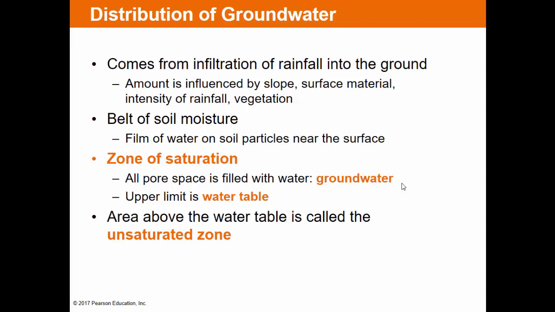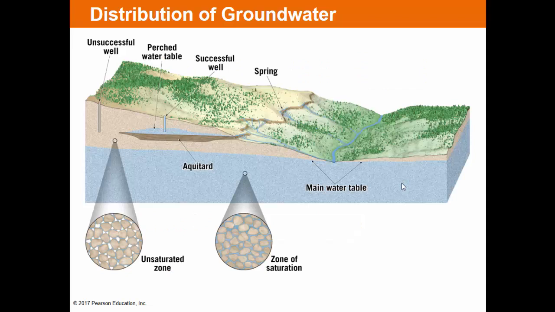The upper level of that zone of saturation is the water table, and it got that name because it's flat, but in reality the water table is not flat at all. The water table actually, particularly in times of decent rainfall, follows the topography of the land. The area above that water table, between the water table and that soil zone, is called the unsaturated zone, and that's what this looks like.